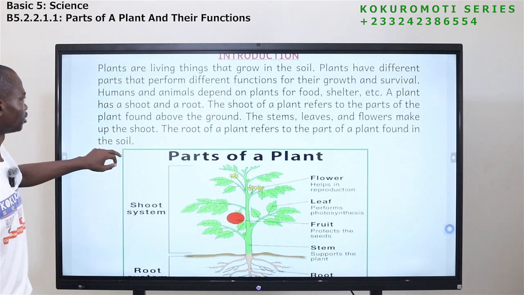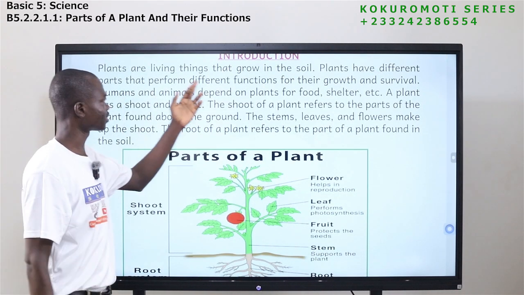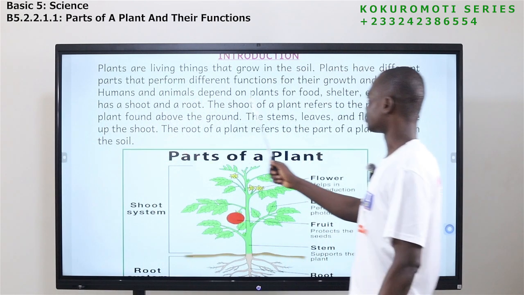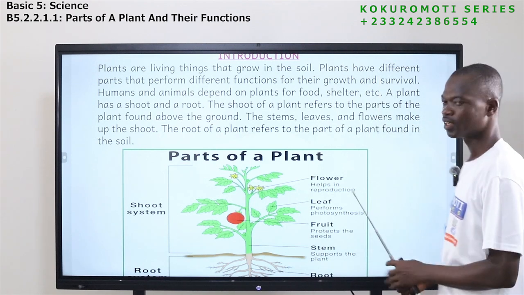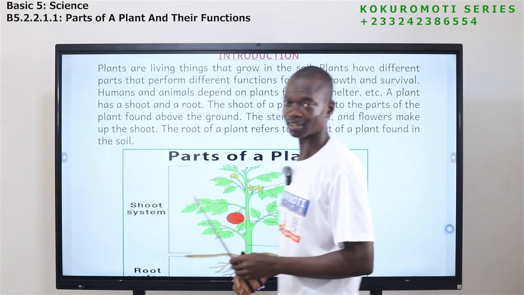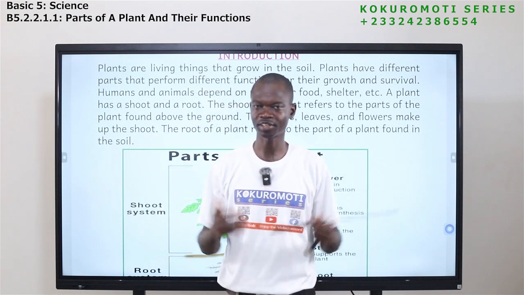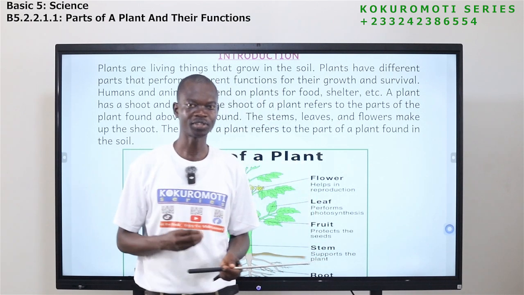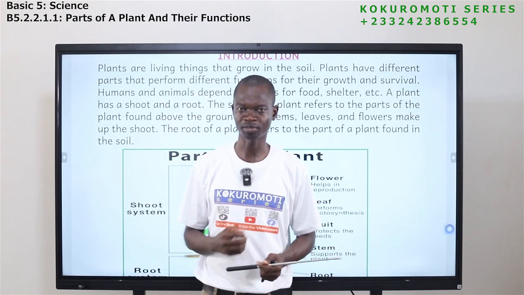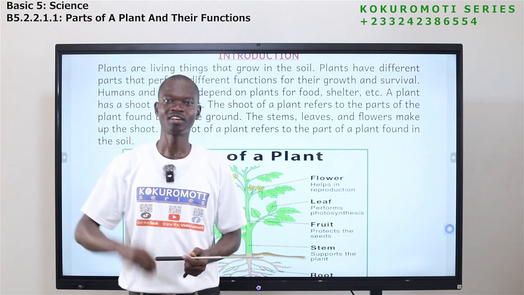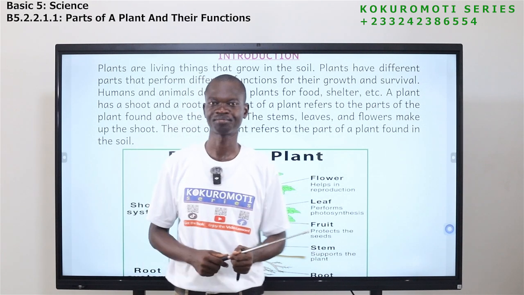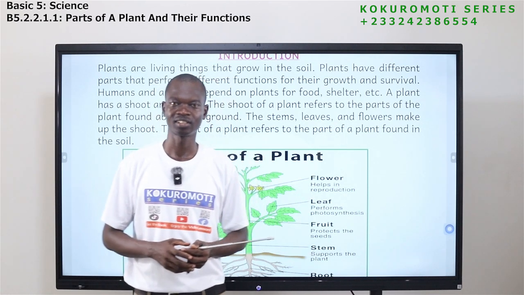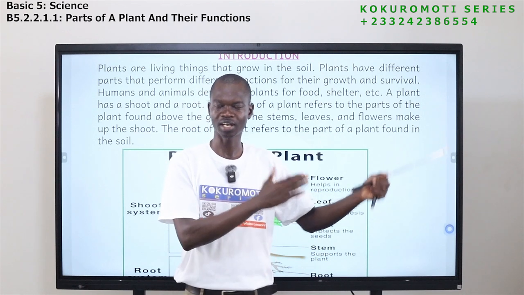Now, let's continue on. Plants are living things that grow in the soil. Plants have different parts that perform different functions for their growth and survival. Human beings and animals depend on plants because the food that we eat, we get from plants, and we get food from animals. Even animals also get their food from plants. The leaves and other parts of the plants serve as food for animals.